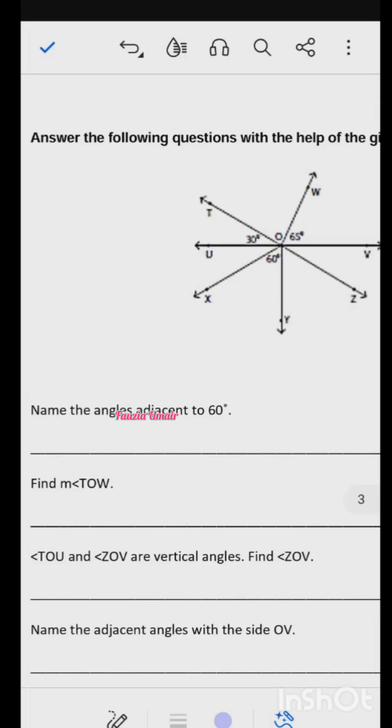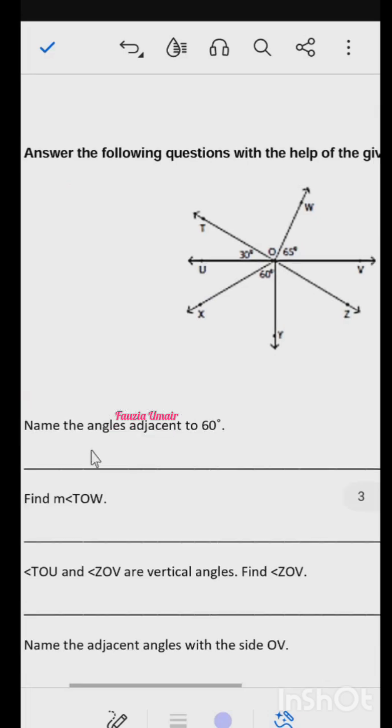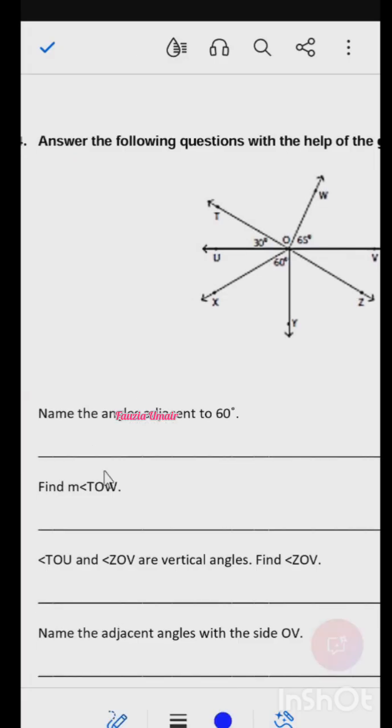Like, ma'am, angle UOX. One second. Angle UOX and, no, sorry, angle YOZ. Very good. So find angle TOW.